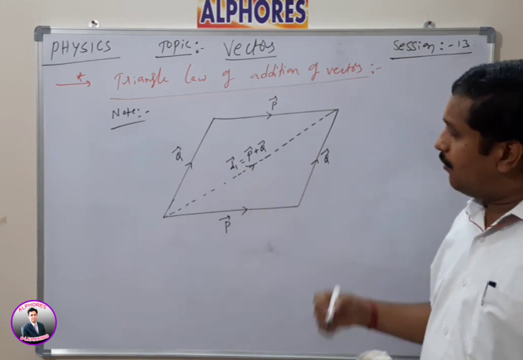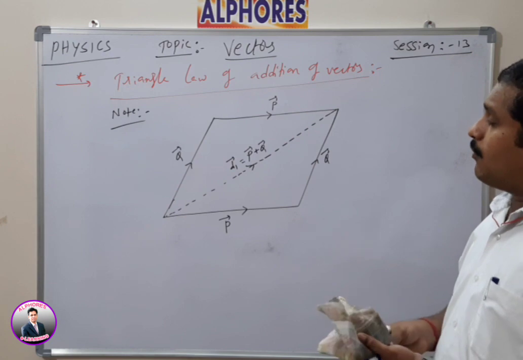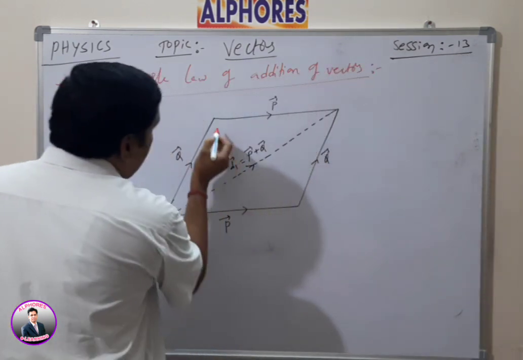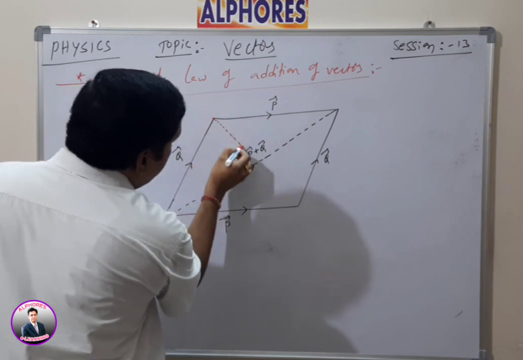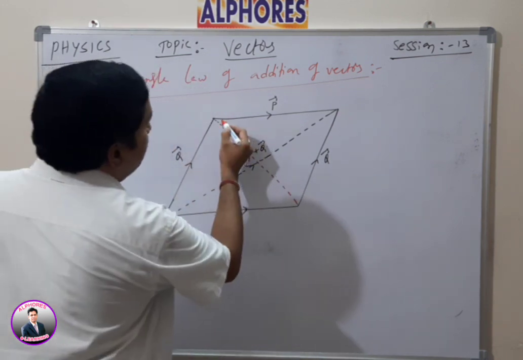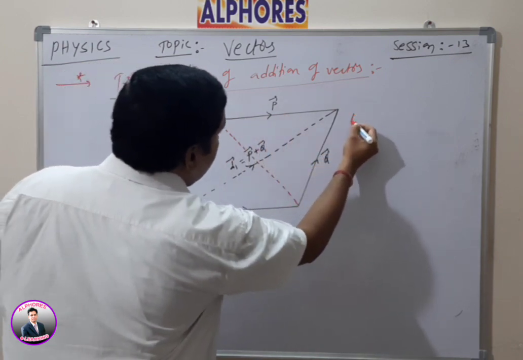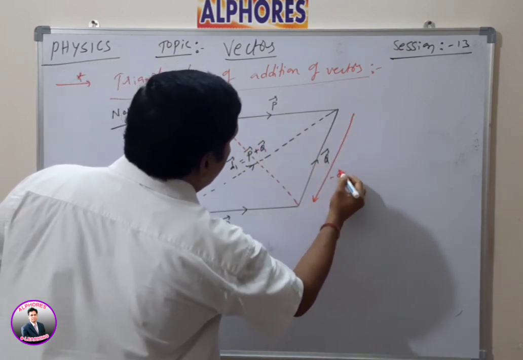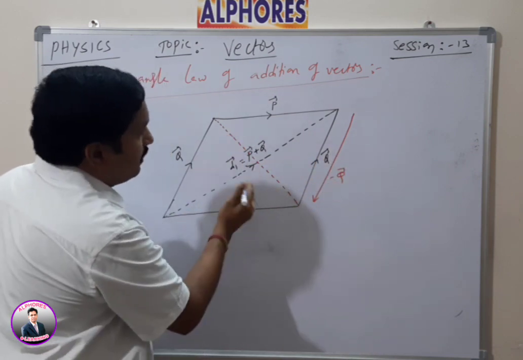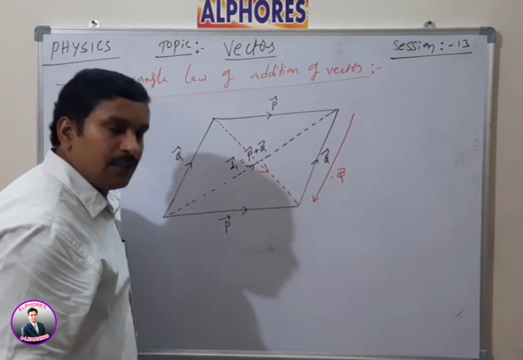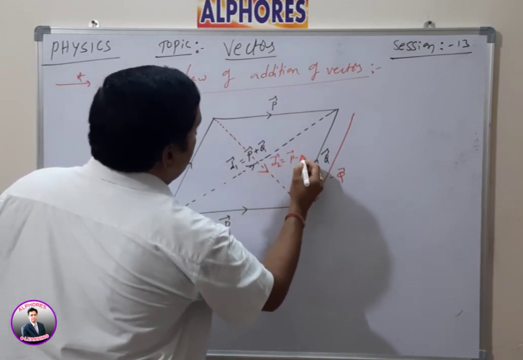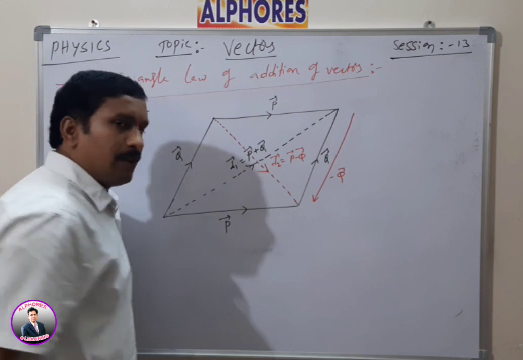In the same way, what about the value of this other diagonal of the parallelogram? Now let us say this is P bar, and this I can take as minus Q bar, because both vectors are taken in the same order, then the third vector is in reverse order. This is nothing but D2 bar is equal to P bar minus Q bar, as per subtraction of vectors.